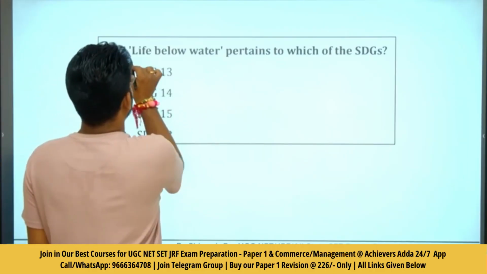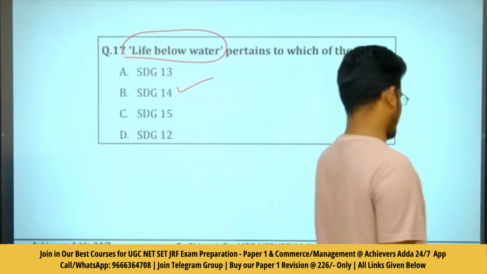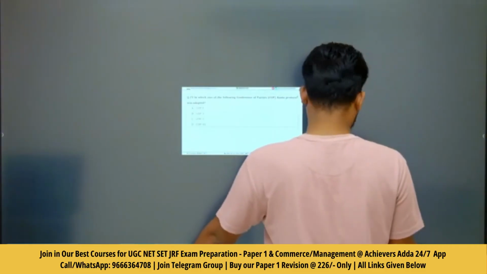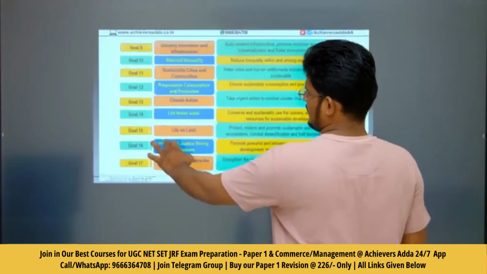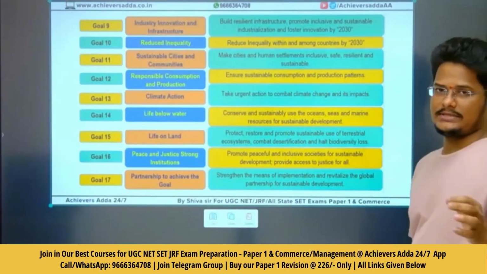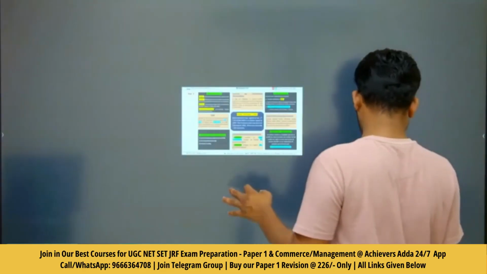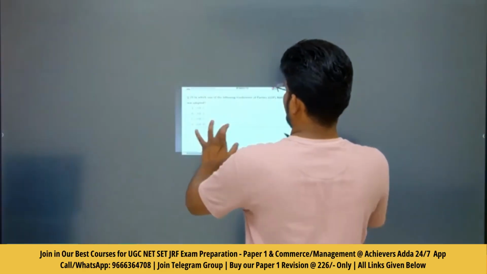Life below water is Sustainable Development Goal number 14. If you look at the total 17 goals, life below water is the 14th goal. Total 17 goals. Please try to remember them so that it will be useful in matching questions in the worst case.